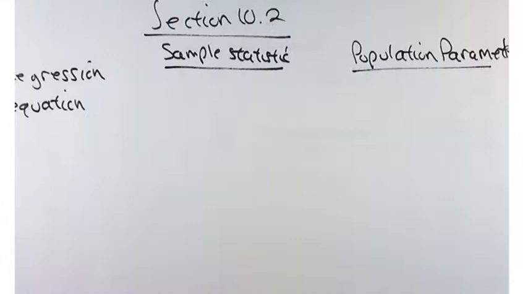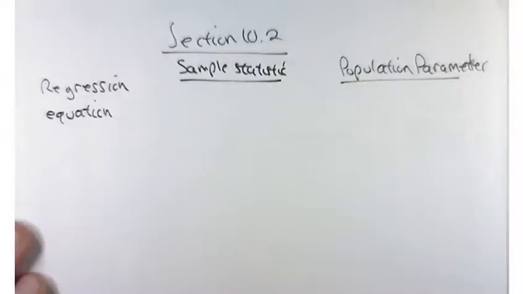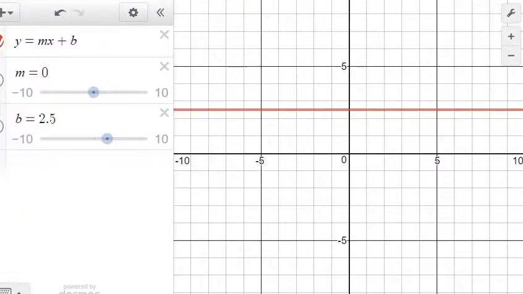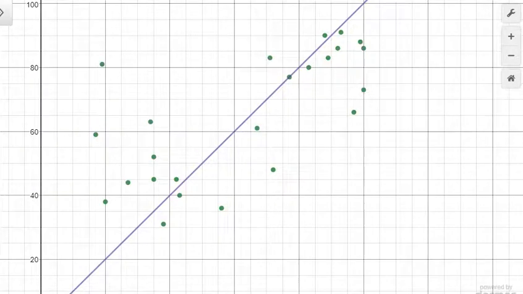We're going to continue building on our work in section 10.1. We're going to try and find what's called a regression equation, and that is basically fitting a line to our data. So we saw some data of various things in the last section.